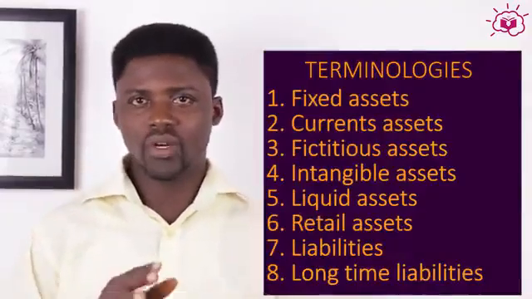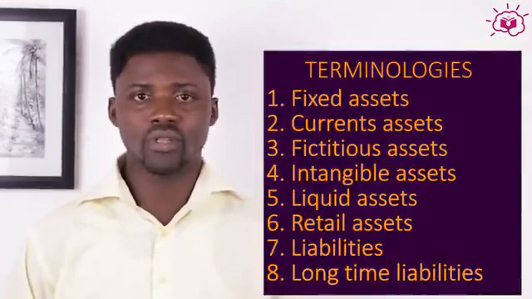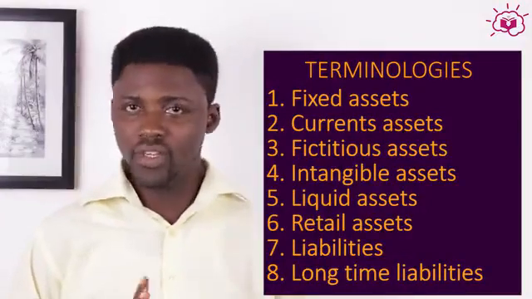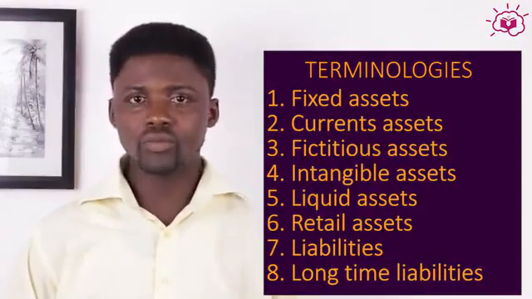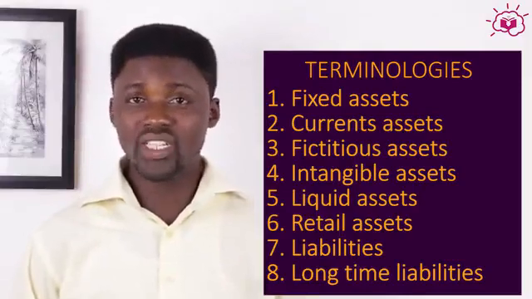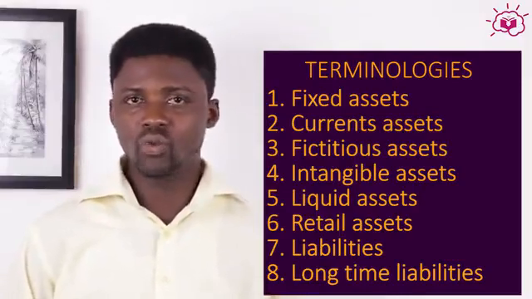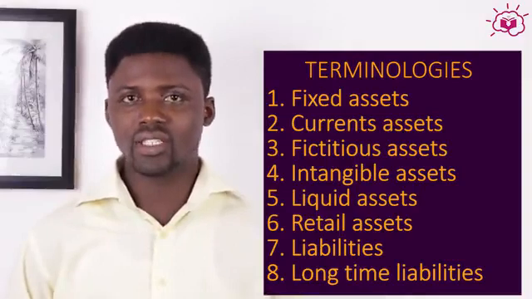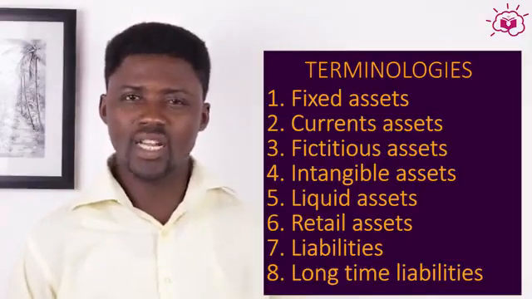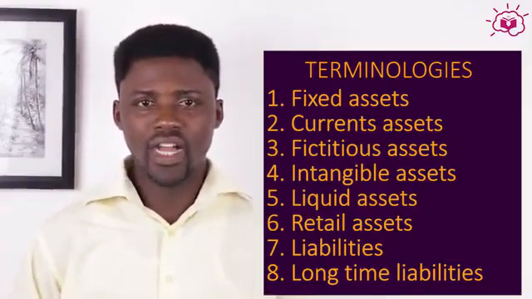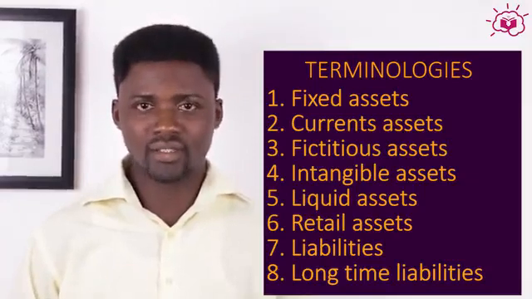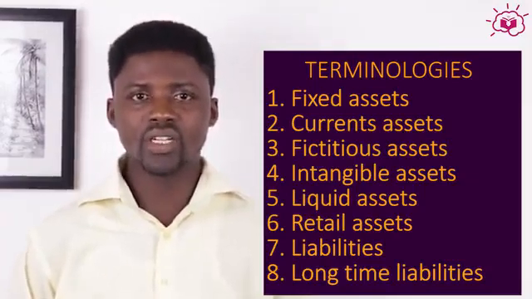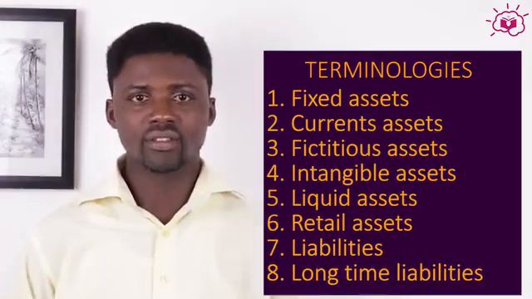Now, the following are the terms used for balance sheet, which are very, very important for you to know. One, we have the fixed assets. Two, we have the current assets. Three, we have the fictitious assets. Four, we have the intangible assets. Five, we have the liquid assets. Six, we have the wasting assets.